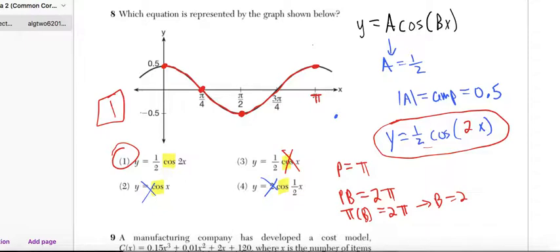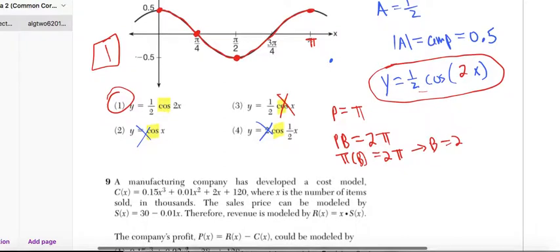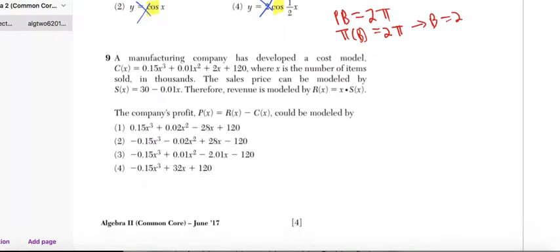All right. Next question. I know I said we'd only do 1 through 8, but I think we could fit at least one more.